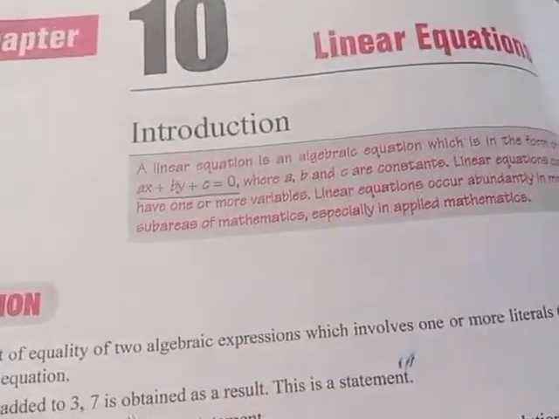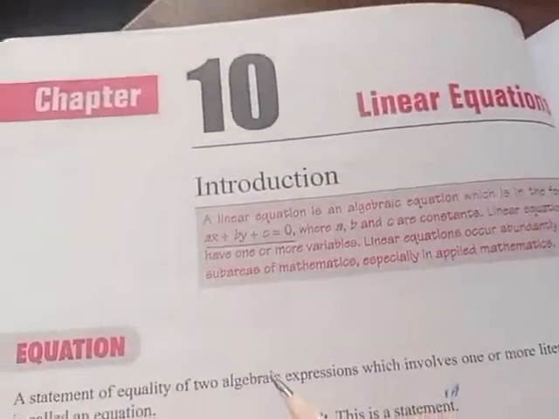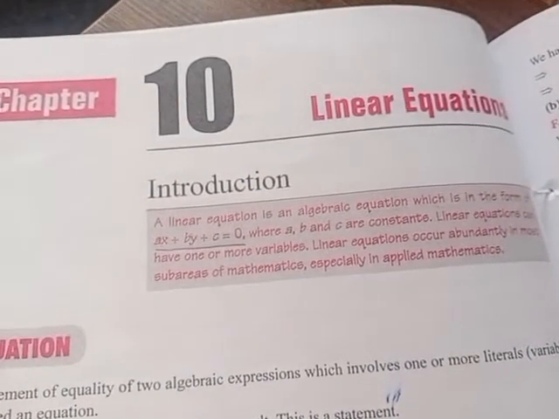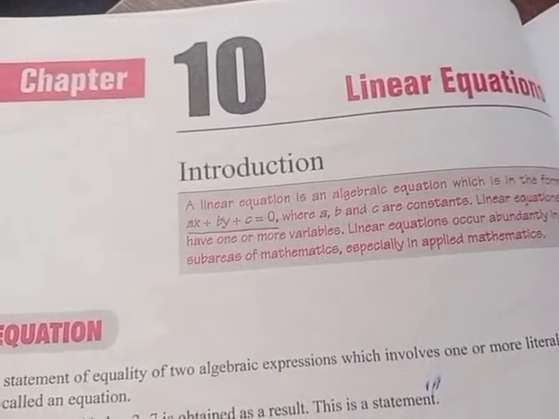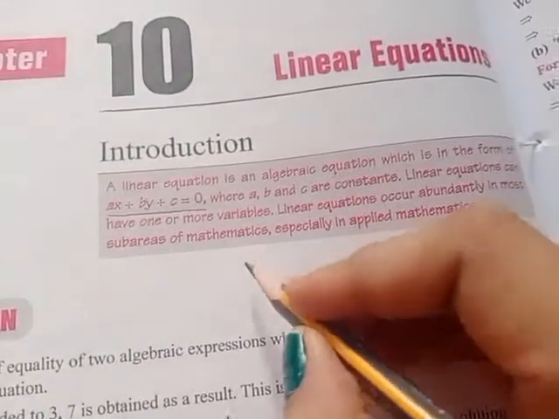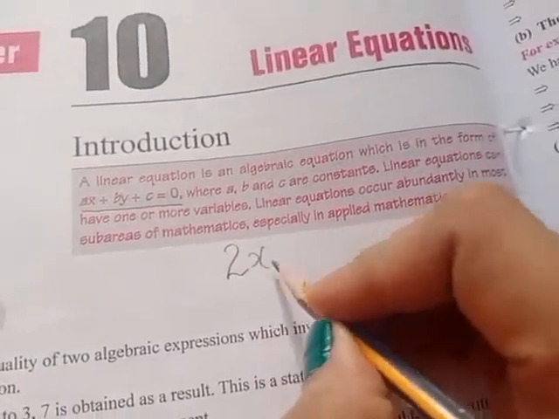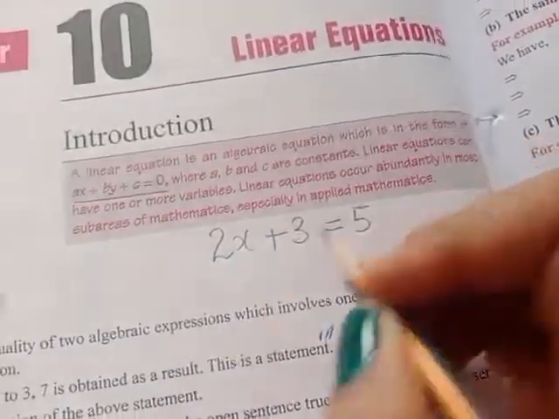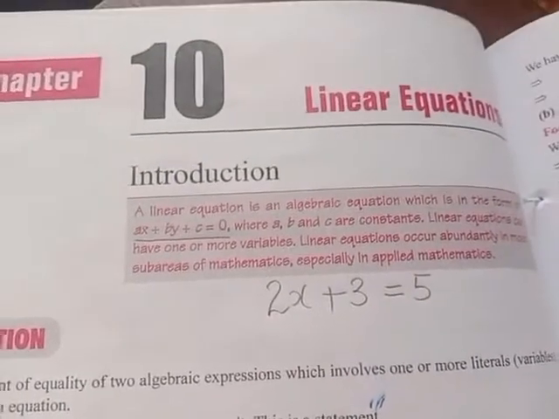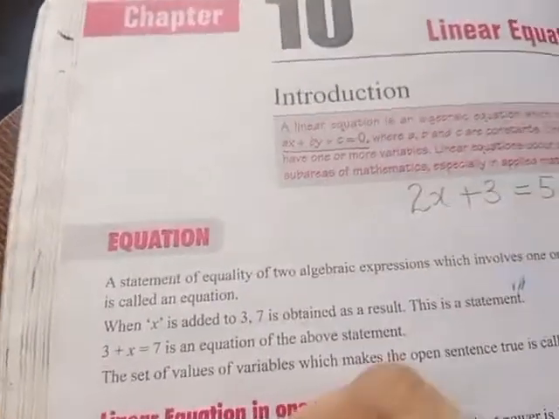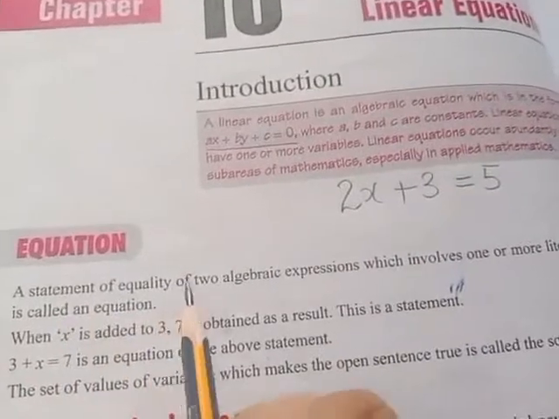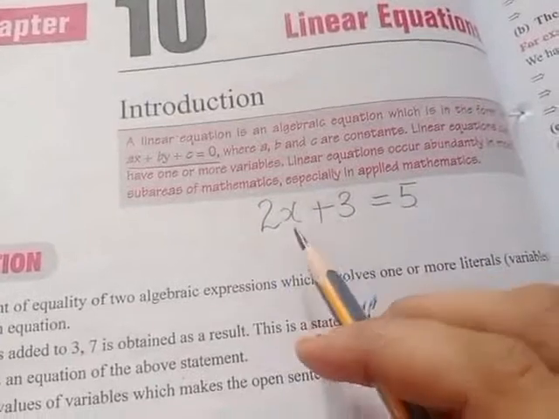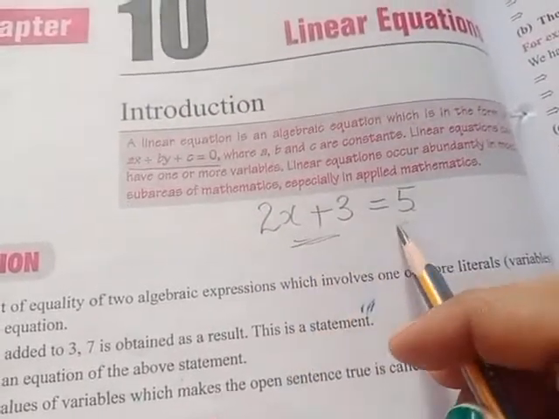Constants may be any natural number like 1, 2, 3, 4, 5, 6 and so on. It can be in the form of, like, 2x plus 3 is equal to 5. This is an example of a linear equation. Also it is written here in the definition, a statement of equality of two algebraic expressions. This is a statement of equality. This is the left hand side and this is the right hand side.